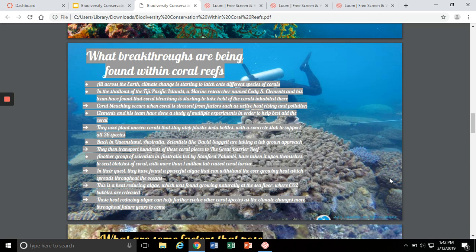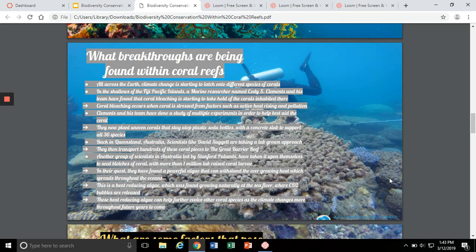Clements and his team have done a study of multiple experiments in order to help best aid the coral. They now plant uneven corals that stay atop plastic soda bottles with a concrete slab to support all 36 species they work with. Back in Queensland, Australia, scientists like David Sugja are taking a lab-grown approach. They then transport hundreds of these coral pieces to the Great Barrier Reef.